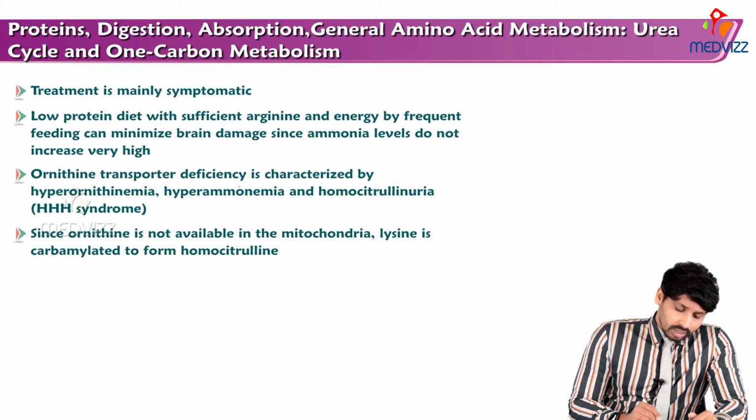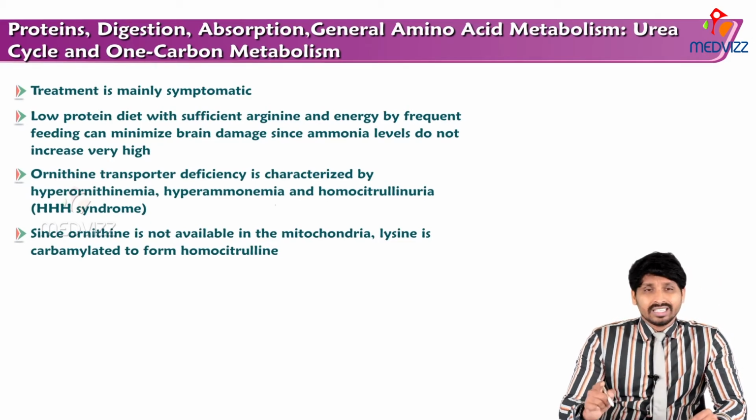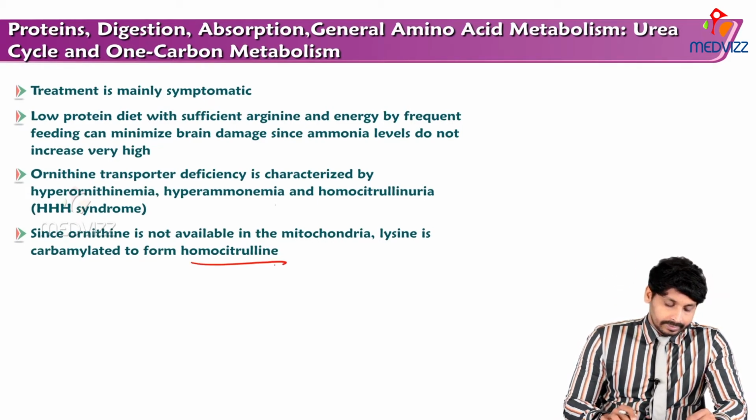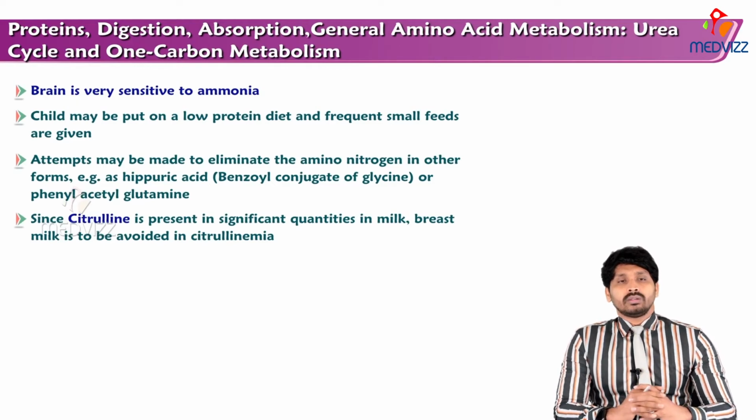So ornithine transporter deficiency is characterized by hyperornithinemia, hyperammonemia and homocitrullinuria. Since ornithine is not available in the mitochondria, lysine is carbamylated to form homocitrulline. Why is the brain very sensitive to ammonia?